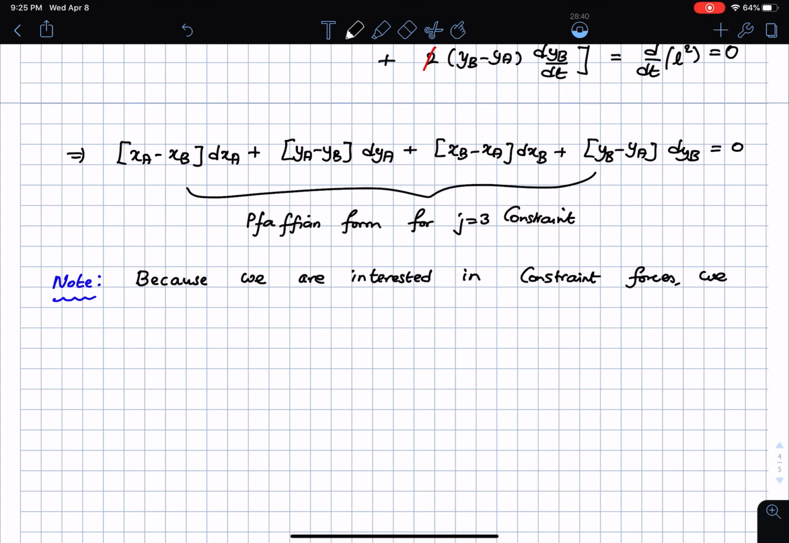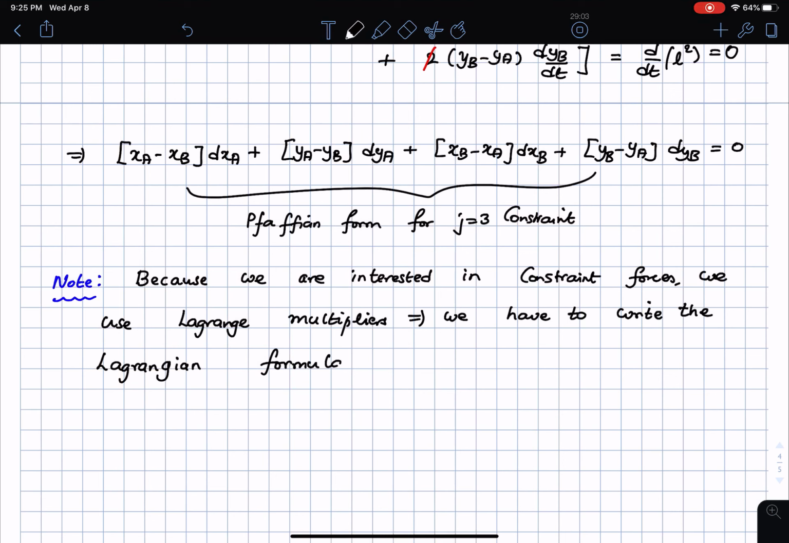We use the Lagrange multipliers, which implies that we have to write the Lagrangian formulation using configuration coordinates. That is very, very important. All right, and so that's the key step here. If I'm using Lagrange multipliers, I'm interested in the constraint forces, so I have to use the configuration coordinate.